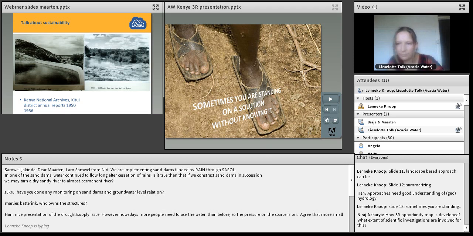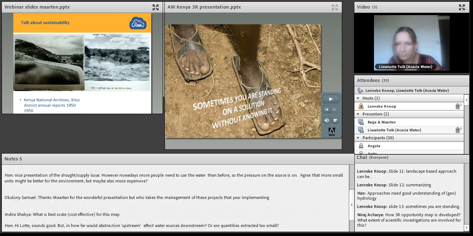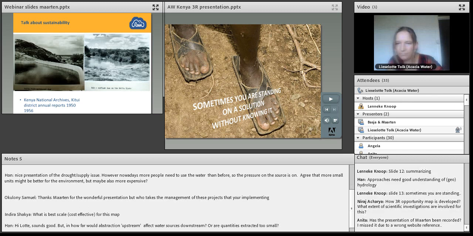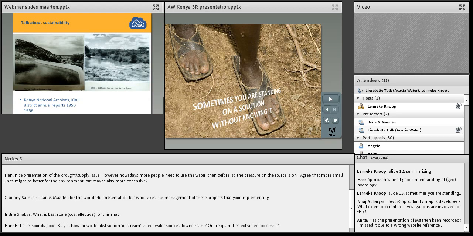I do see that we have 10 minutes left, but if everybody agrees to stay a bit, we might extend that. The first question is asked by Sambo Jakinda. Dear Maarten, I am Sambo from NIA. We are implementing sand dams funded by Rain through Sasol. In one of the sand dams, water continued to flow long after cessation of rains. Is it true that if we construct sand dams in succession, we may turn a dry sandy river into an almost permanent river?